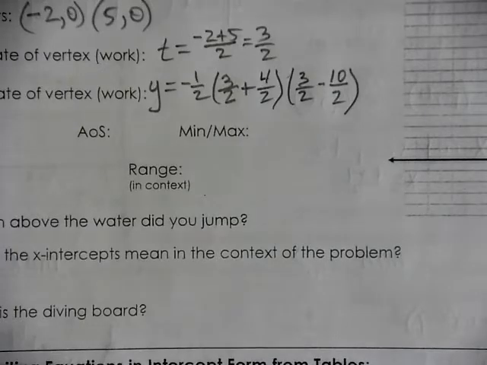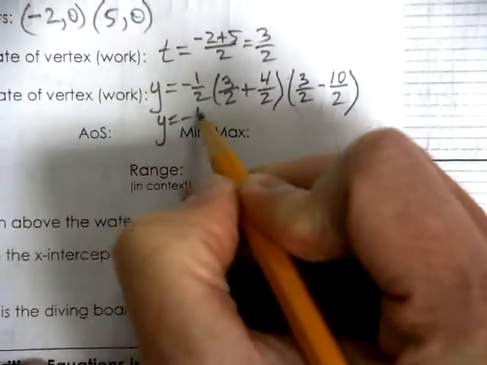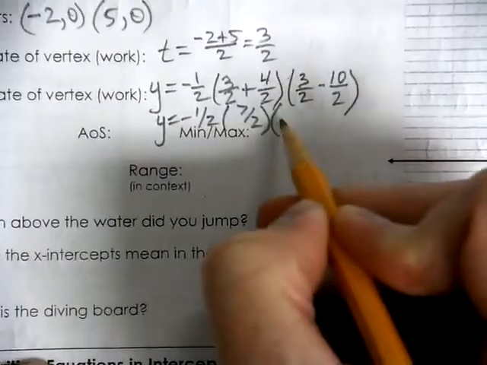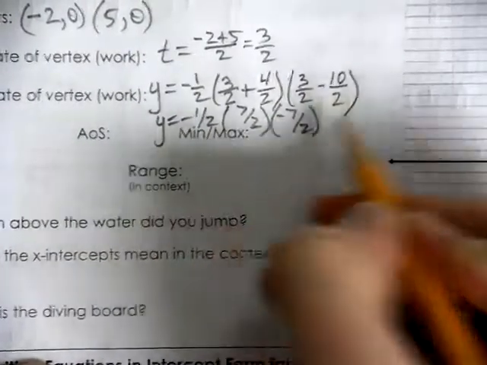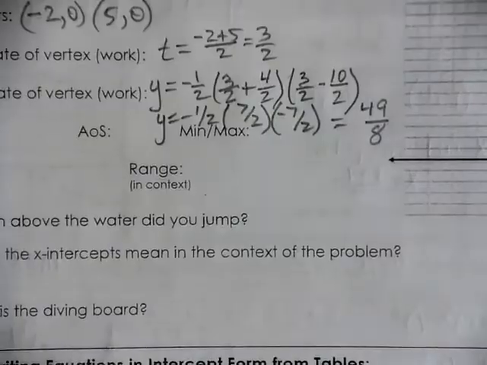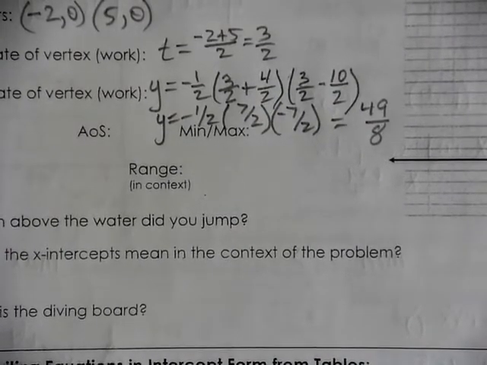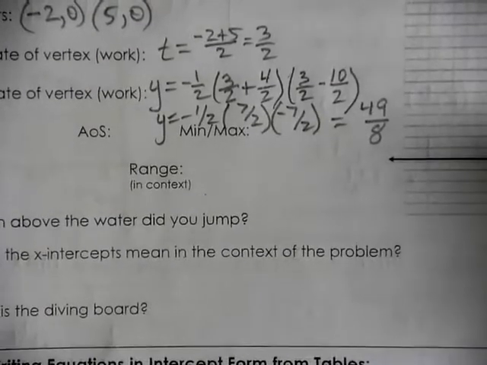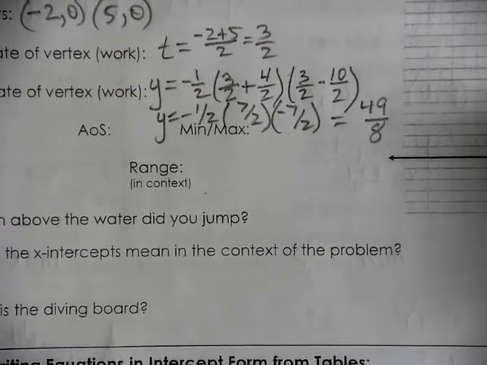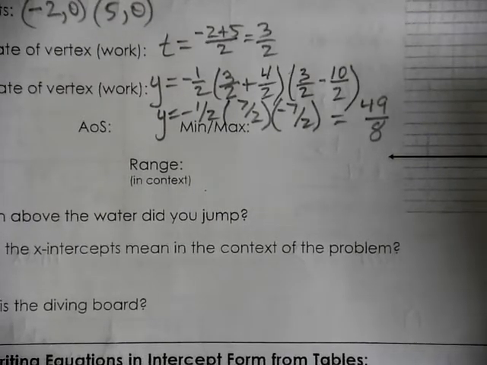10 divided by 2 is 5. So we get 7 halves times negative 7 halves, so that is negative 49 eighths. That's a little nutty. 49 eighths. So 6 times 8 is 48, so it's going to go in there 6 times with an extra eighth left over.